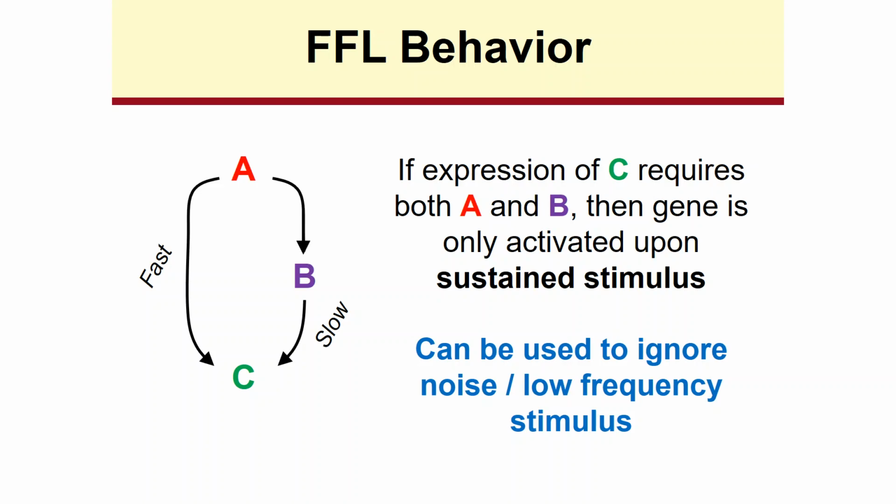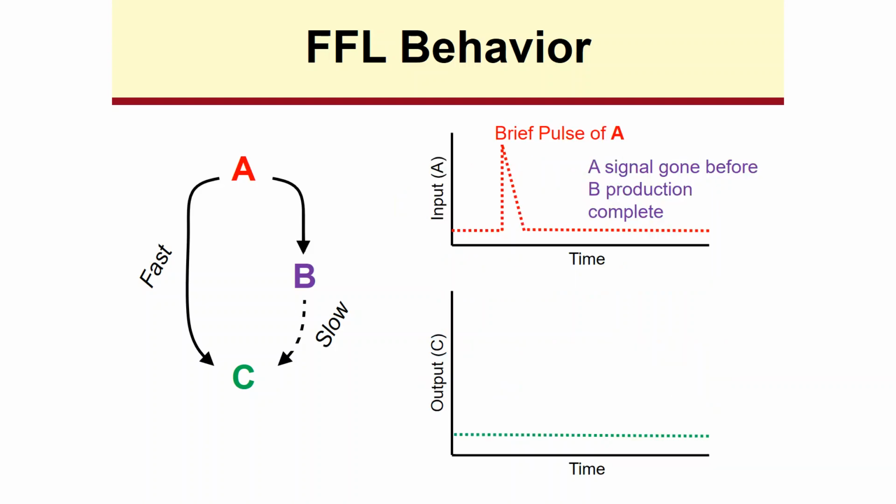So this type of genetic circuit can be very useful if you find that your behavior is spiking or tripping with noise or low frequency stimulus. If you want to make sure that this is only going to trigger a response when you get a sustained level of whatever stimulating A, you will use a feed-forward loop setup like this.